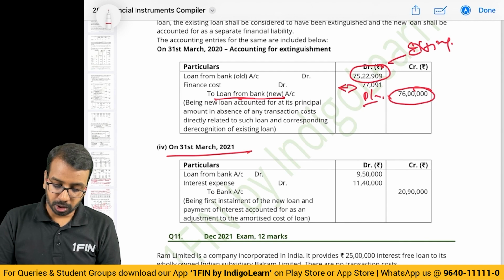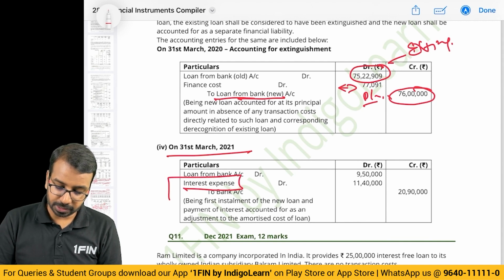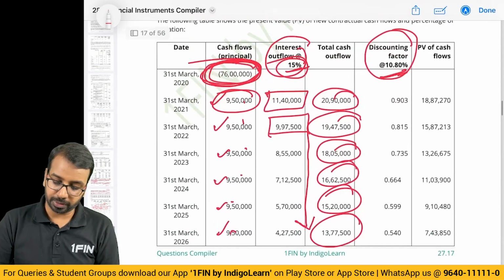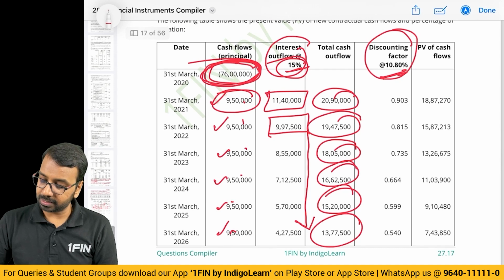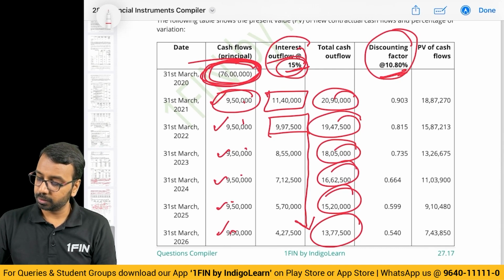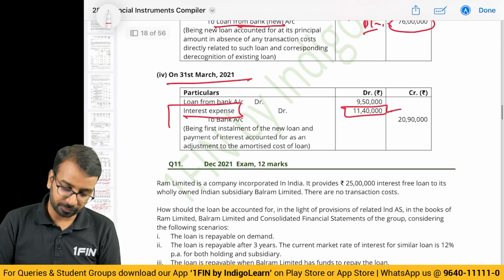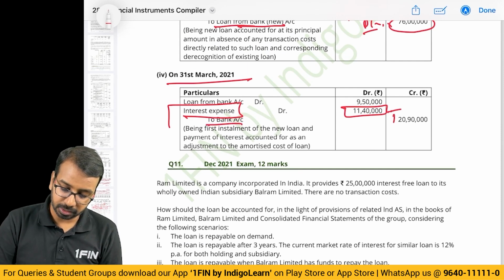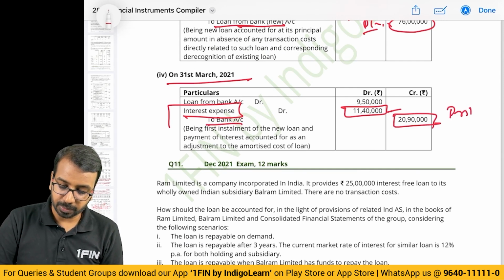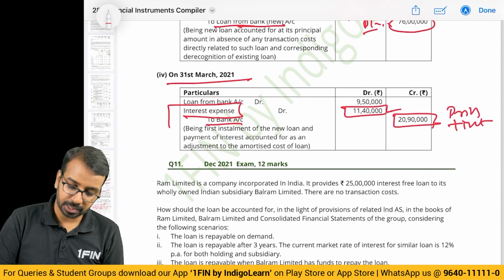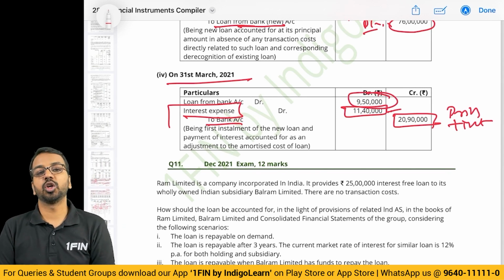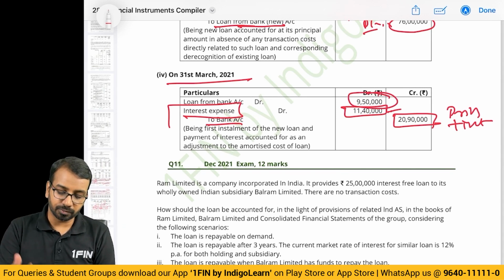You will book the interest expense of 11,40,000. How do we get 11,40,000? Now 76 lakhs into 15%. So your interest expense is 11,40,000. Amount paid to bank is principal plus interest, and the balance amount will be debited to the loan account. Okay, so that is how you have to compute.